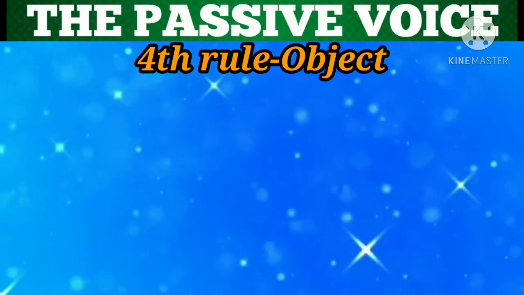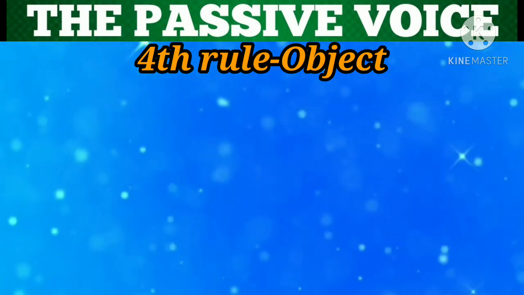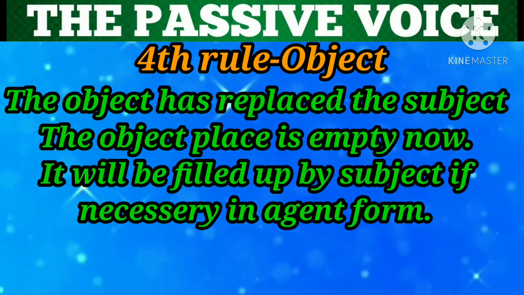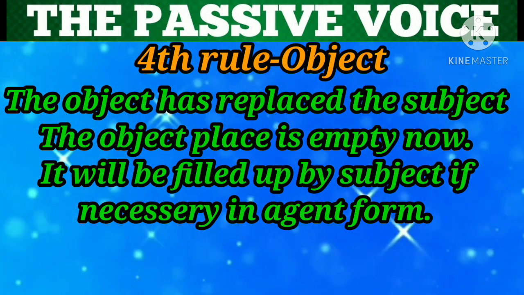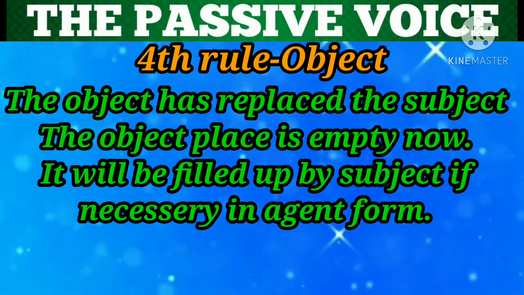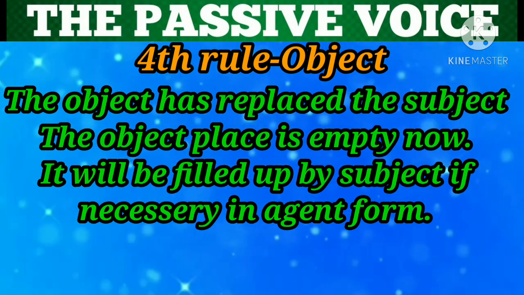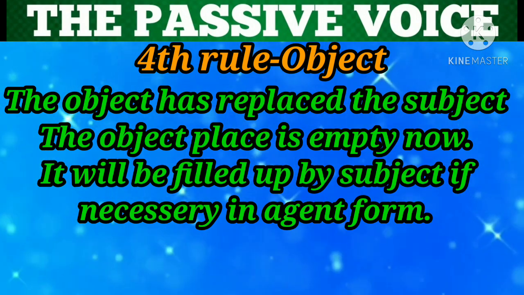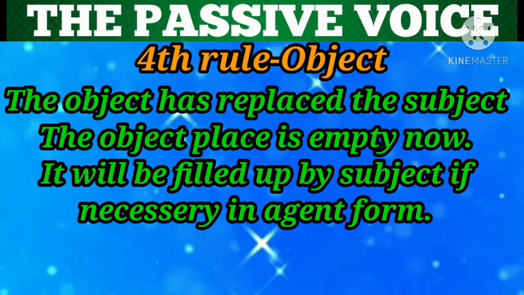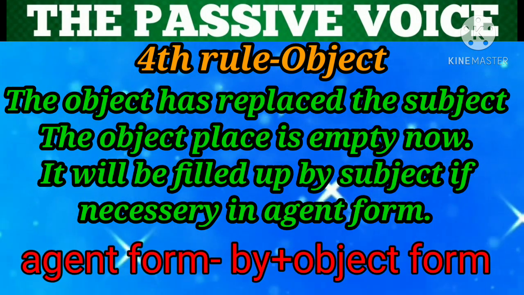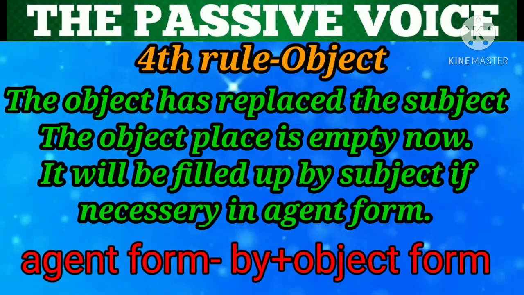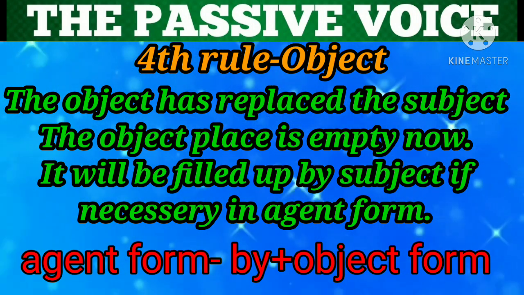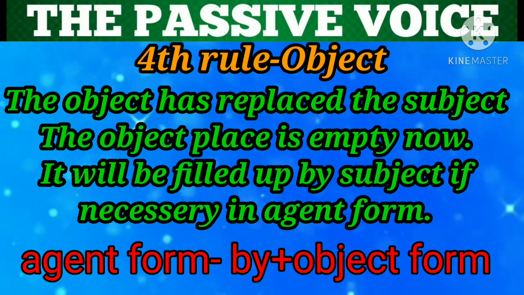Now the fourth rule, that is about the object. The object replaced the subject. So now the object place is empty. It will be filled up by the subject if it is necessary, in agent form. Remember, agent form means by plus object form: by Rama, by him, by her, by them, etc.